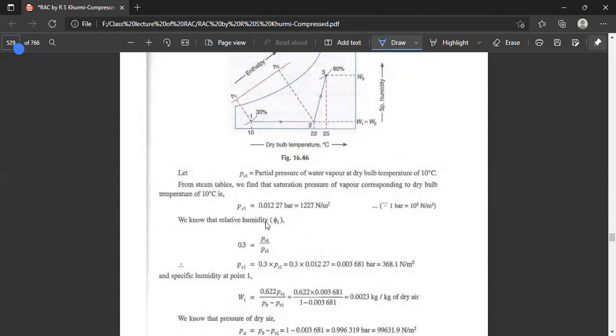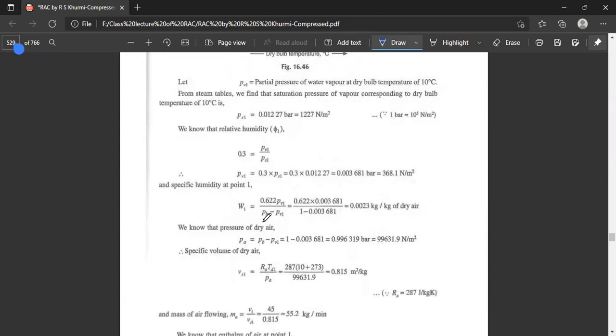We know that the pressure of dry air at point 1 is available from this equation. So now the pressure of the dry air will be given as the pressure of the mixture minus the pressure of the vapor. So 1 minus PV1 is the pressure of the dry air.